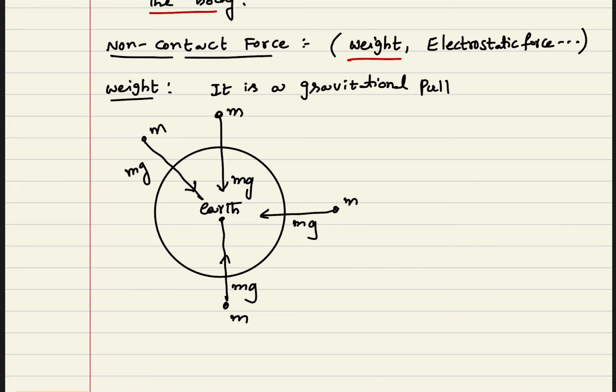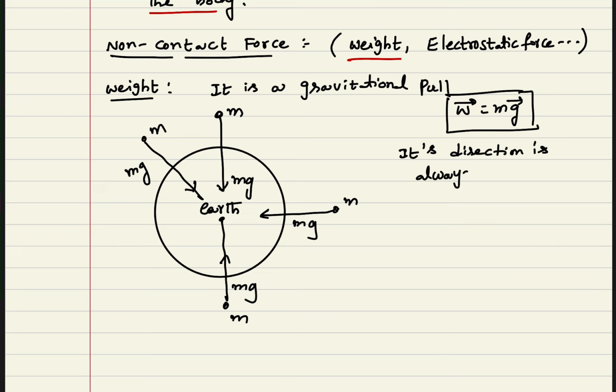Now I can write the weight W bar as m into g bar. This is the weight acting on your body. What is its direction? Its direction is always towards the center of the earth.